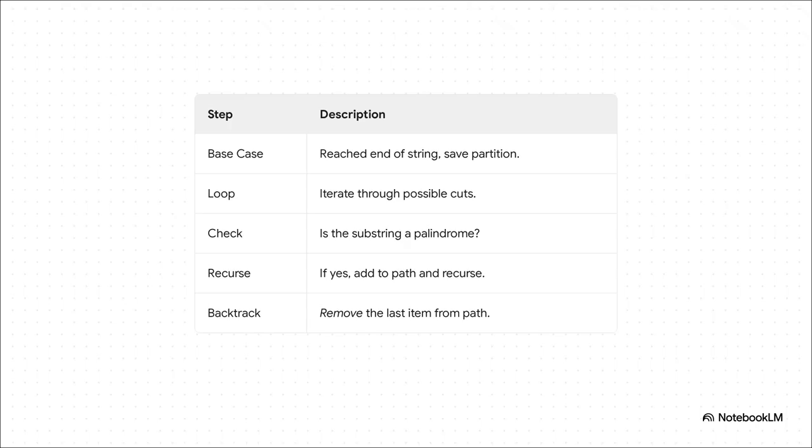But that last step, the backtrack step, that is the absolute key to the whole thing. After a detective finishes its job, it removes its clue from the path. That's what allows us to go back and explore all the other options.